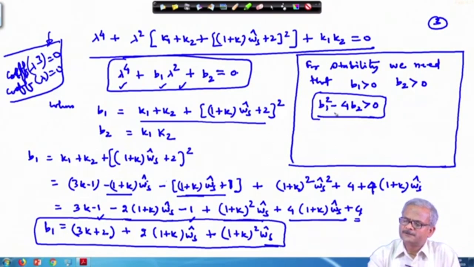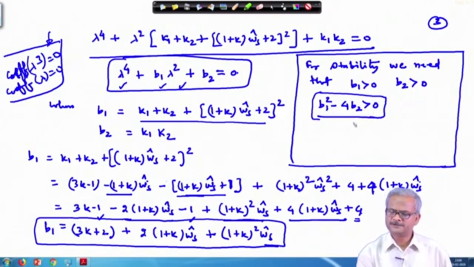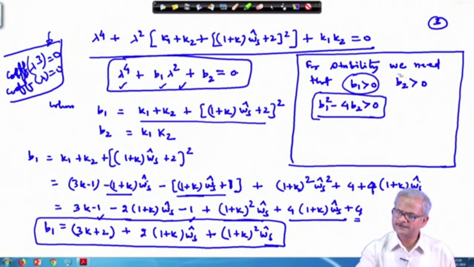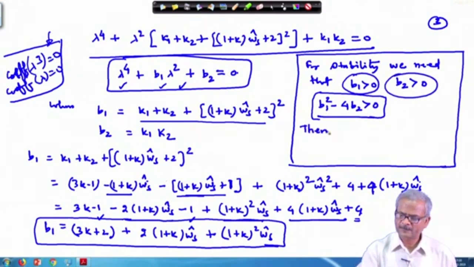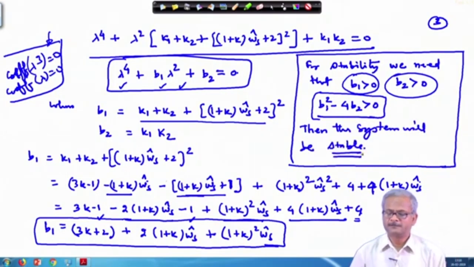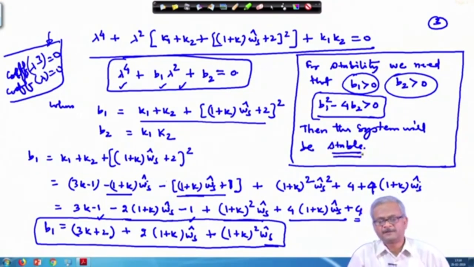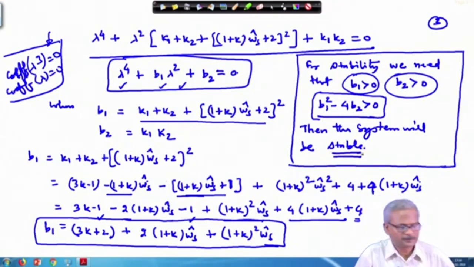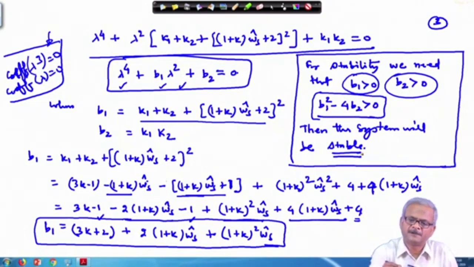So, now if b 1 square minus 4 b 2 is greater than 0, and if these conditions are satisfied, then the system will be stable, but not asymptotically stable. Again and again I am repeating this, because in this case we do not have the B matrix, the capital B matrix we have written.